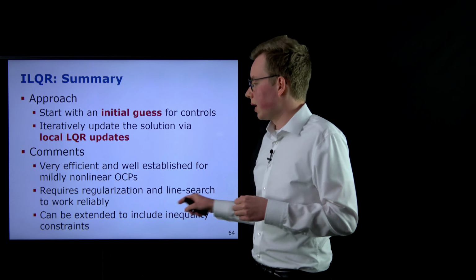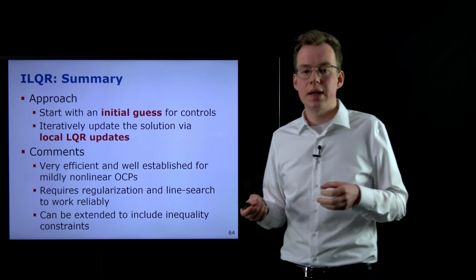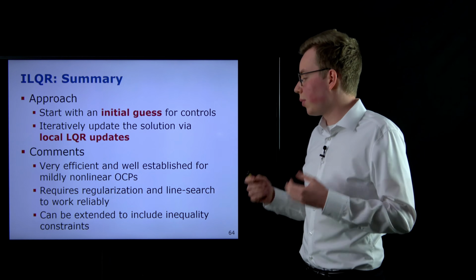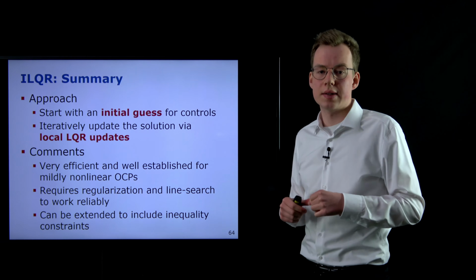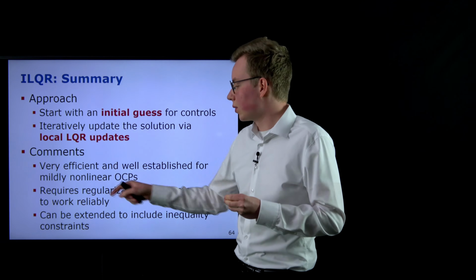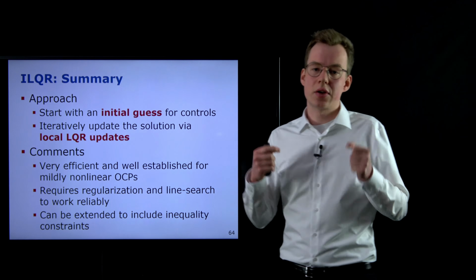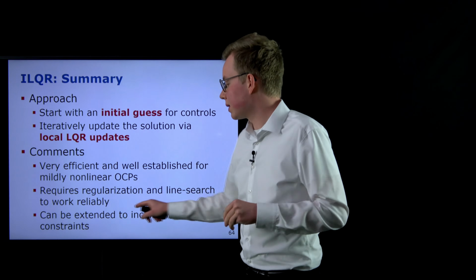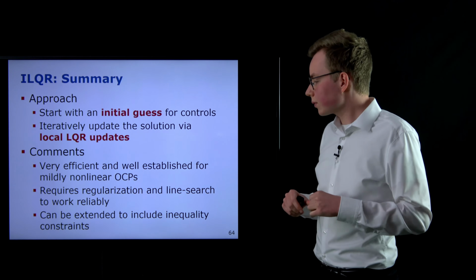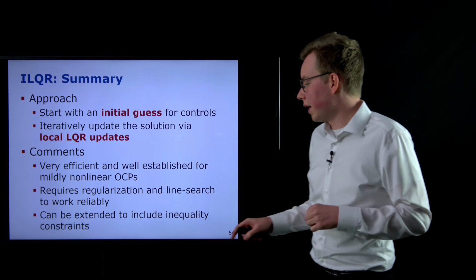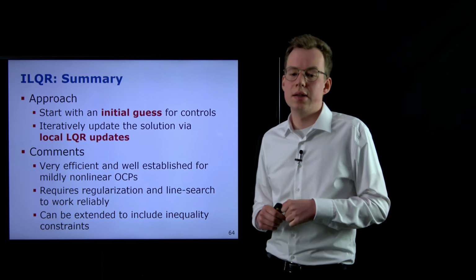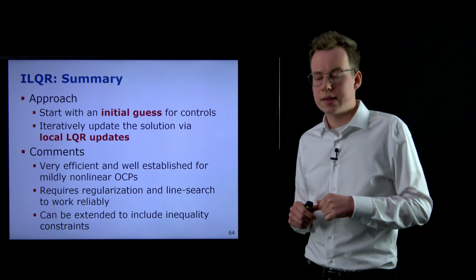And we've already seen that these additional tricks like regularization and line search are very important to make it reliable in practice. So if you have some robot that has to follow some track, you cannot just sometimes accidentally increase the cost, and so getting these practical considerations right is important for reliability. And finally, I want to highlight that this algorithm can also be extended to include inequality constraints.